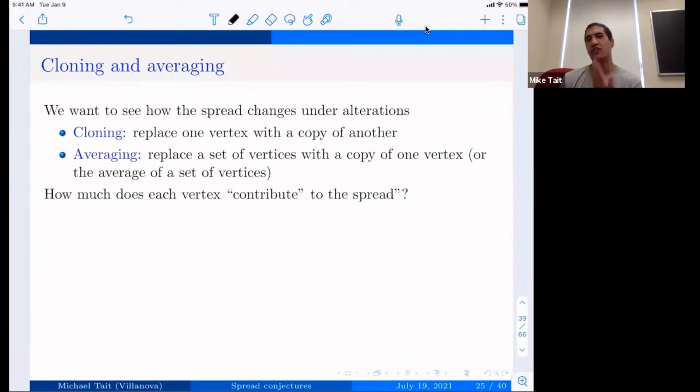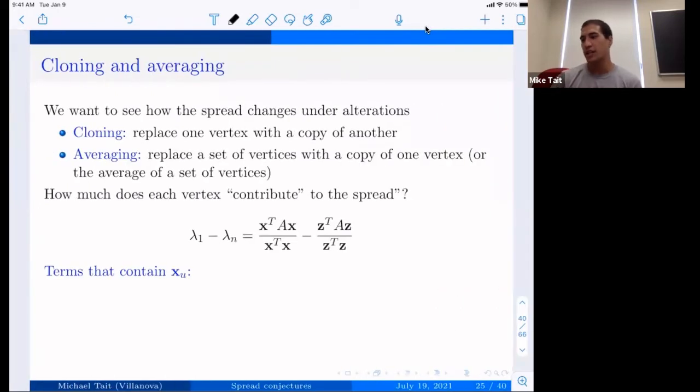In order to do this, you want to know which vertex to clone. You should choose the vertex that is helping you the most. So you can ask how much each vertex is contributing to the spread. We can look at this spread in terms of these Rayleigh quotients and look at all the terms that use a single vertex u. So let's look at the terms that contain x_u, and then it's the same thing for z.